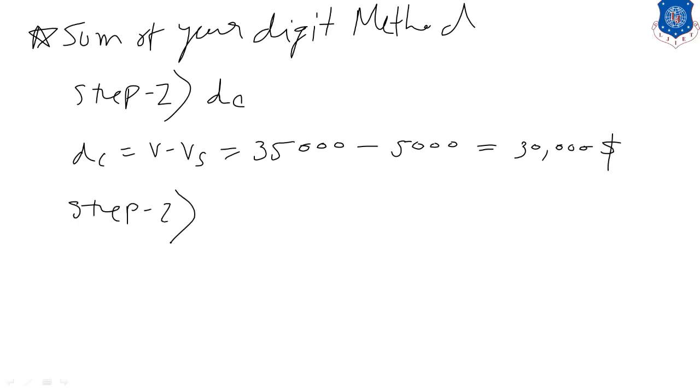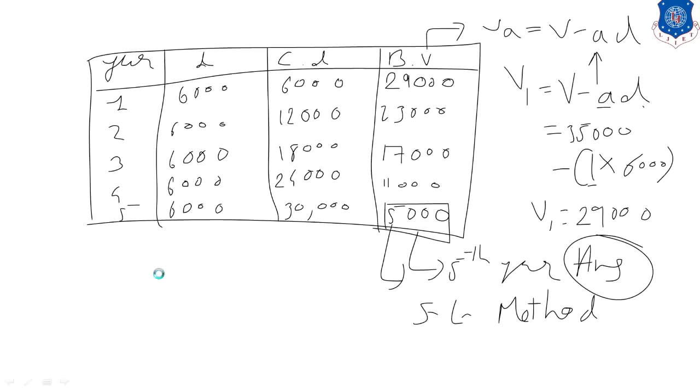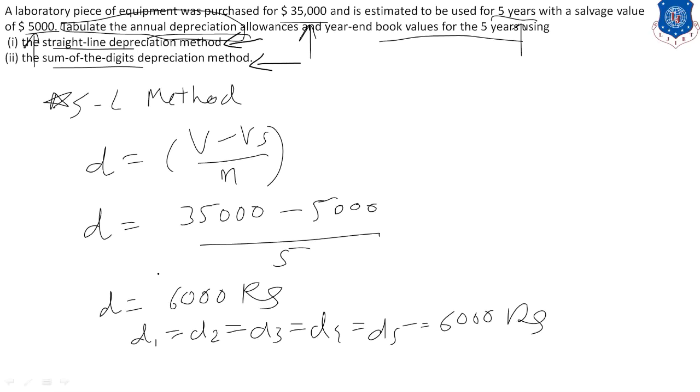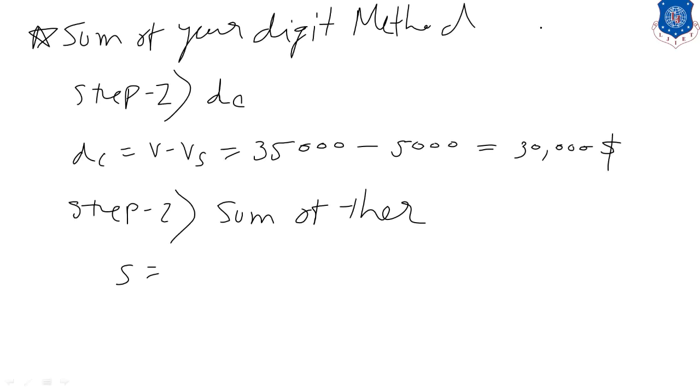For step 2 we have to find out the sum of the years. The sum of years is represented by S, and we have to calculate the sum of years by using service life. In the statement given that service life of that particular equipment is 5 years. So sum of years can be given by 5 plus 4 plus 3 plus 2 plus 1. By summation of these we will get 15.